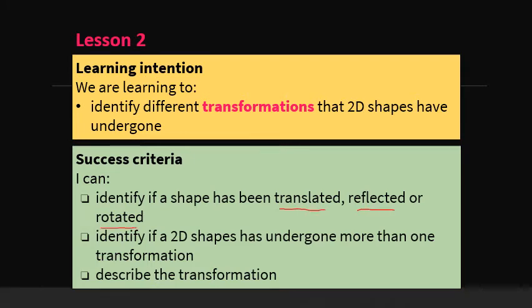They're the three different transformations we're looking at today. We're identifying whether it's undergone more than one transformation. So it might have undergone a combination of these, translation, reflection, or rotation, and then using words to describe the transformation.